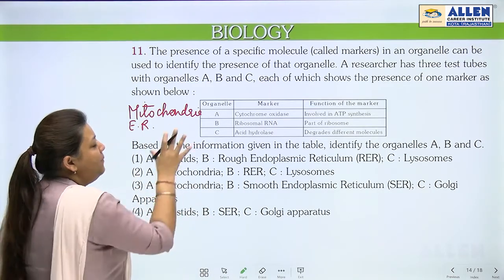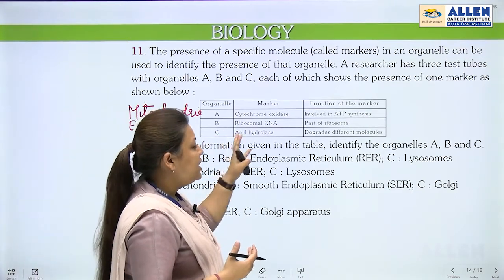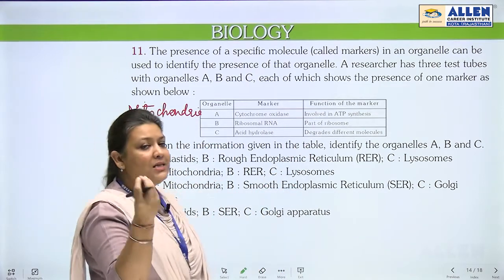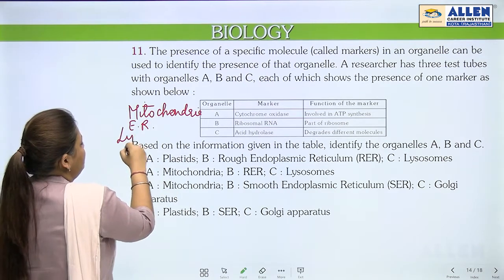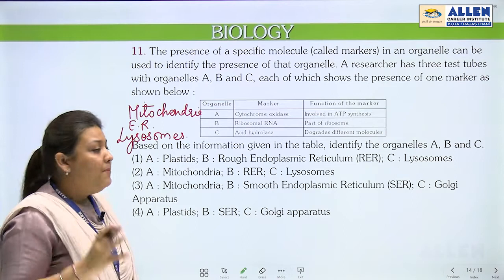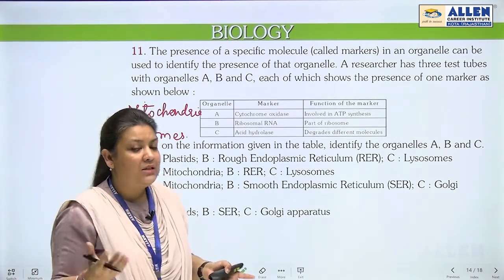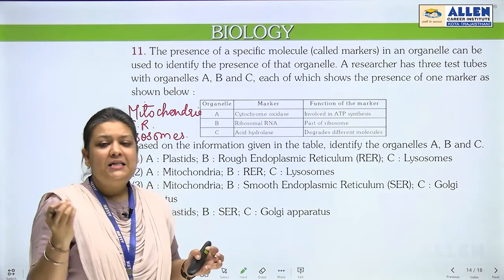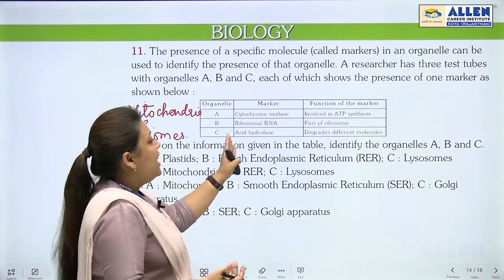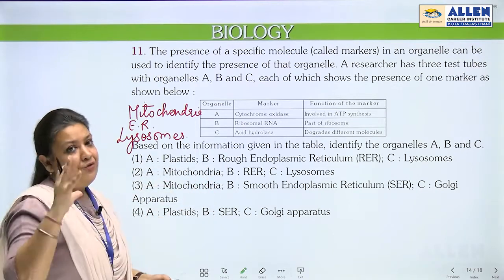Is it clear? Now the next molecule, acid hydrolase, and its function is what? It is going to degrade different molecules, and these are found in which cell organelle? That is lysosomes. Lysosomes, as you know, are the digestive bags, suicidal bags, which are going to degrade different molecules, and they contain different types of enzymes which get activated at a lower pH, at an acidic pH. So acid hydrolase is present in the lysosomes, and these are going to degrade different molecules.